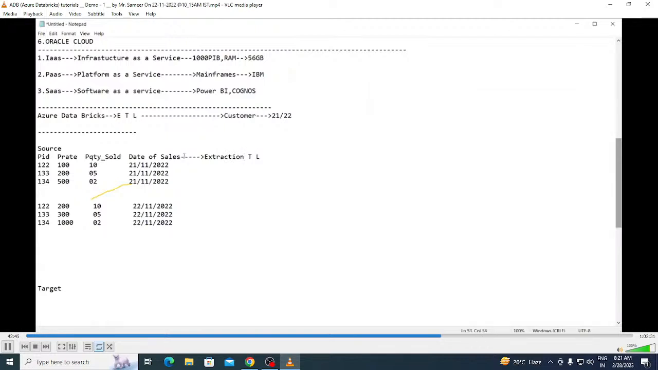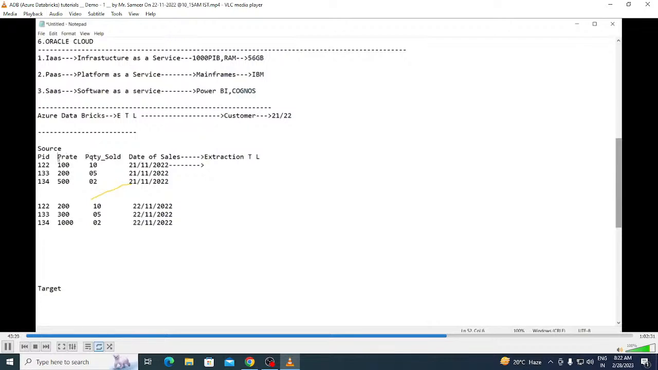Extraction. Let us see how the extraction is done here. The first process of extraction is that you have to pick up the columns. Do we require the product ID to find out the net sales amount of the day? Not required. Do you require the product rate? Yes, required. Quantity sold? Required. Date of sales? Required.